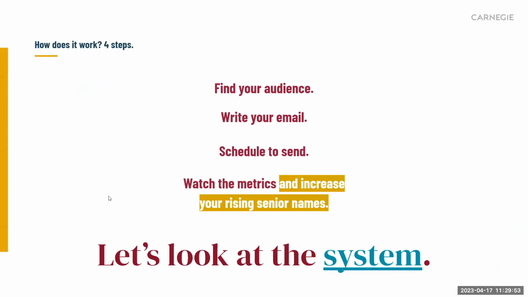So how does it work? Truly, when we talk about simplicity, we are trying to make this as easy as possible for you. So it's really four steps. Find your audience, write your email, schedule it, and watch your metrics in real time. And so let's look at the system and do a walkthrough there.